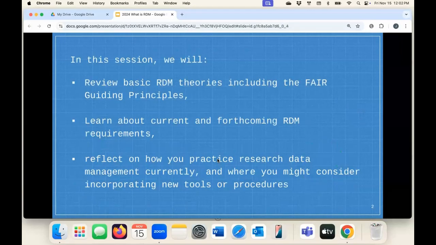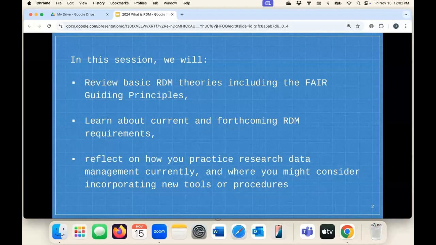So, objectives today, we are planning to review some basic research data management theories, including the FAIR guiding principles. We're going to learn a little bit about current and forthcoming RDM requirements in Canada. And I hope you'll have time to reflect on how you practice research data management now and where you might consider incorporating some new tools or new procedures.